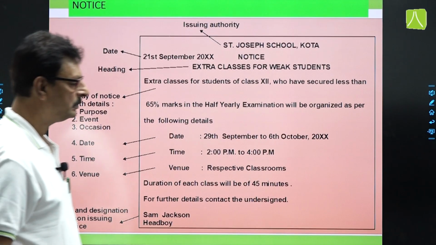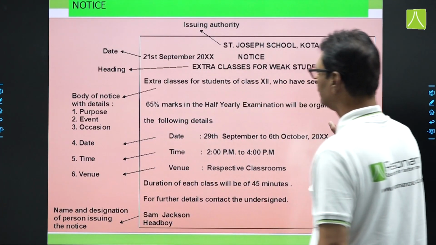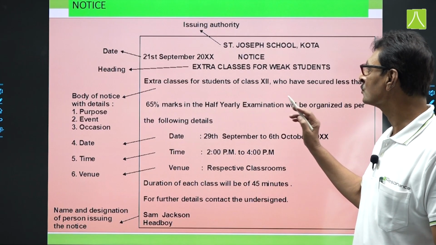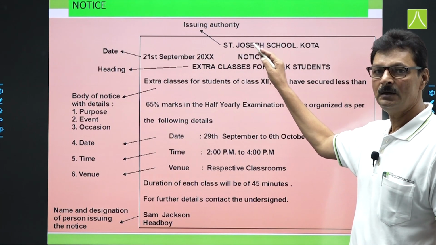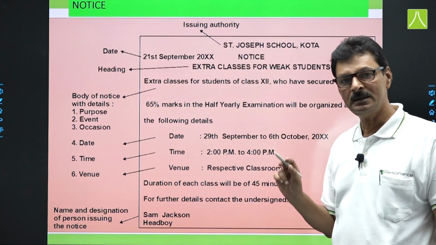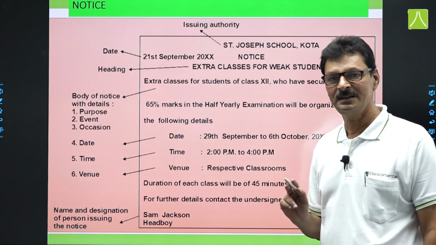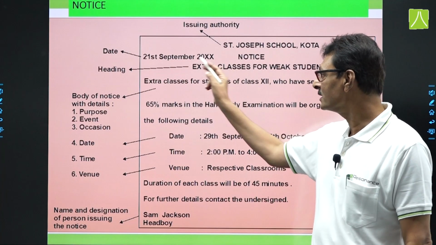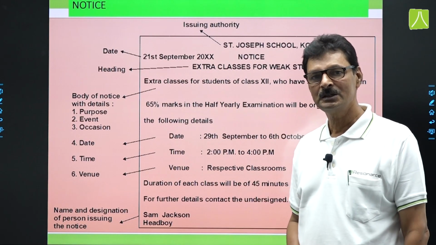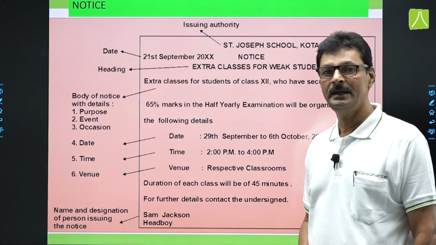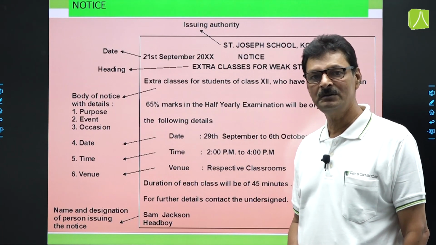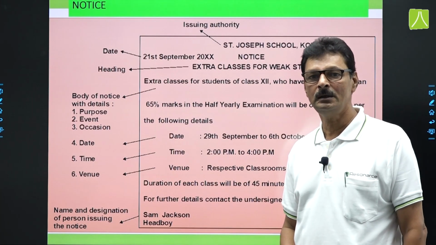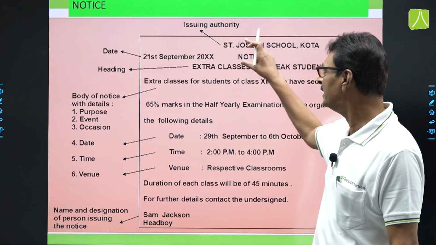Here is a solved example in front of you. Yes, this is a notice regarding extra classes for weak students. So, how? The name of the issuing authority on the top, preferably in block letters, but not compulsory. Below it, put up the word notice on the same line on the left hand side. Write the complete date, in the format I have just told you. Below that, put up the heading or the title. Do not leave lines over here.